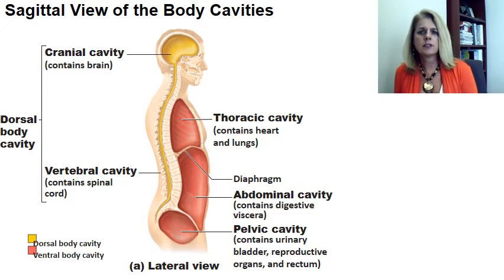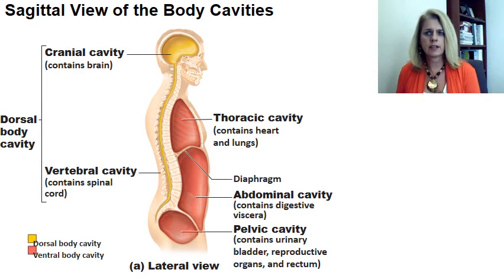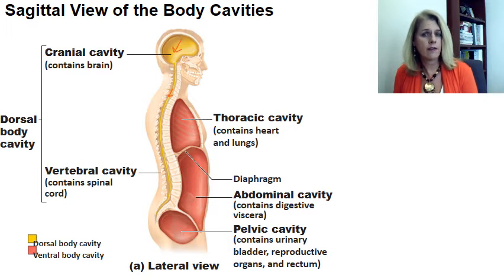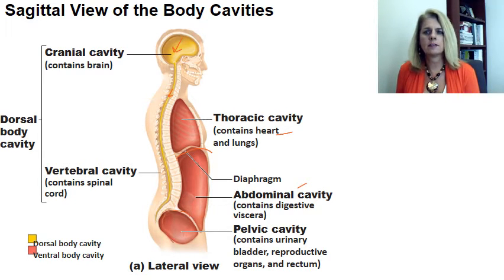So again, let's look at this in a bigger view and just to look at a sagittal cut and see that your brain would be in your cranial cavity, your spinal cord in your vertebral cavity, both of which are in the dorsal cavity. Your thoracic cavity contains the heart and the lungs. Your diaphragm separates that from your abdominal cavity, and then your pelvic cavity is down here.